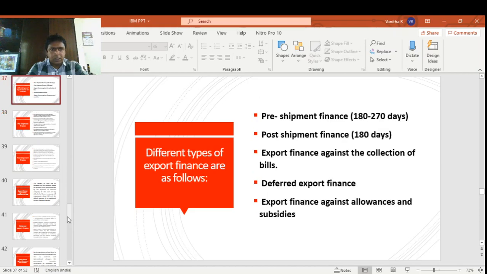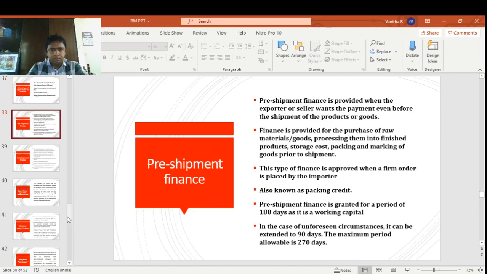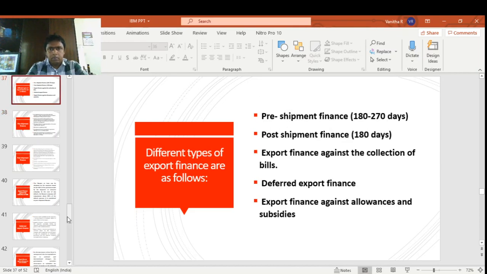So let's get back to the types of finance. Like we discussed, pre-shipment finance is from 180 days to 270 days, so that by the time you store it and find a buyer in the other part of the world, you'll have these many days.